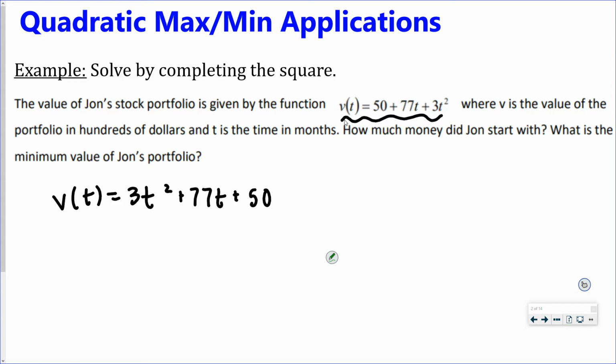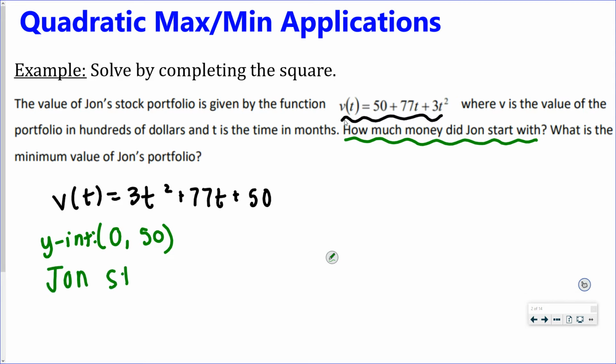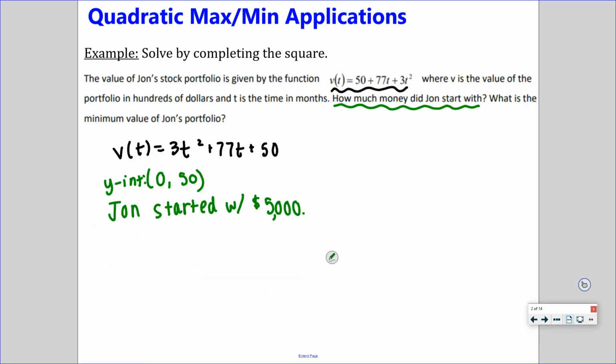What am I given in standard form? The y-intercept. So how much money did John start with when my time was 0 months? What's my y-intercept here? 50. Yep, but it's in hundreds of dollars. So John started with $5,000. 50 times 100. That was nice in standard form. That was basically given to me. That answers my first question.